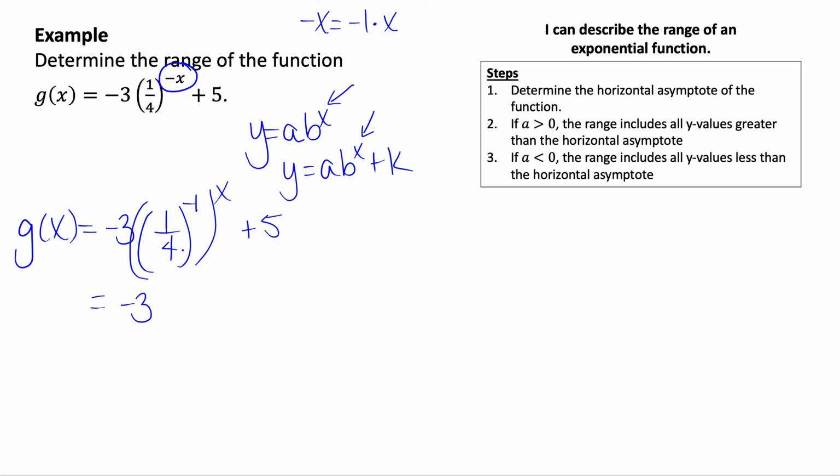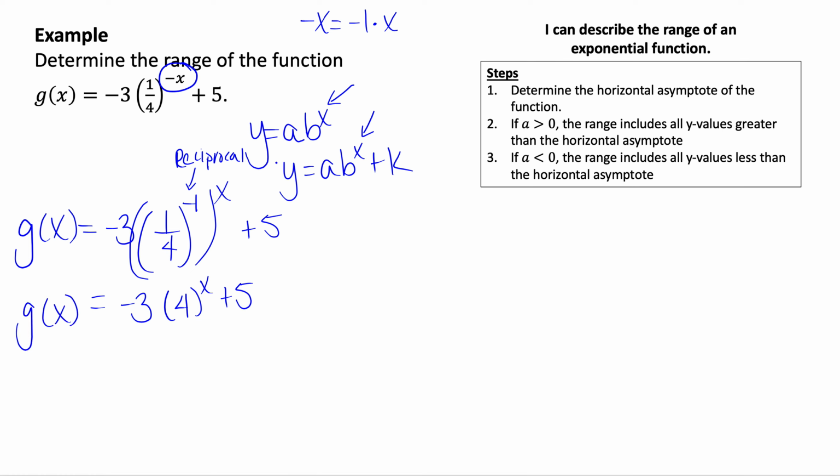We have 1/4 to the -1. Remember that raising anything to the -1 power is like taking the reciprocal. So if I think about 1/4, the reciprocal of 1/4 is just 4. So this is -3 times 4 to the x plus 5. Okay, so I just wanted to rewrite that function so that it's in the correct form.